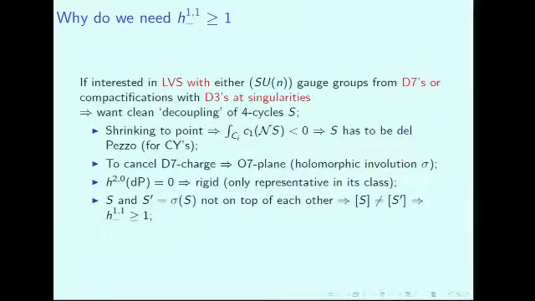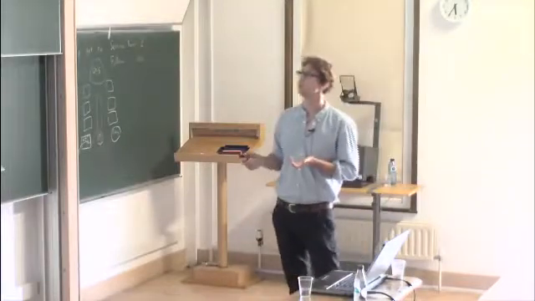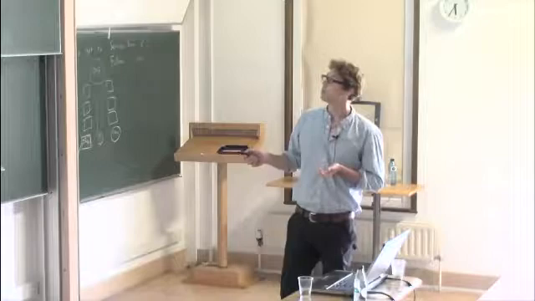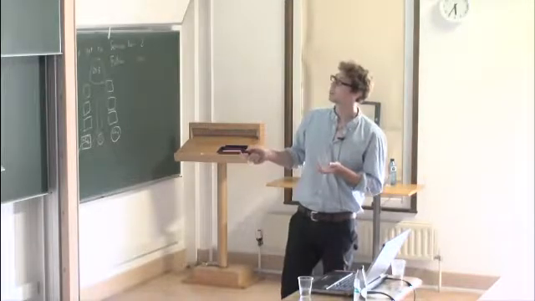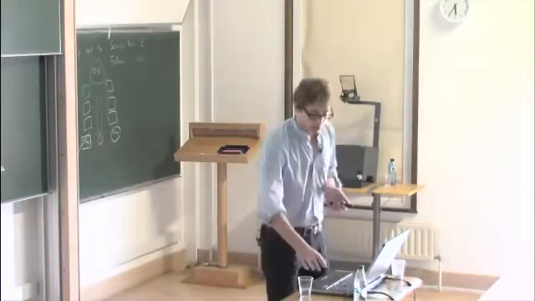And now we want the mapping that maps S to S prime, but S prime shouldn't be in the class of S, because these are the only representatives in their class, so they would lie on top of each other. And this is exactly the situation we are not interested in. So, since this mapping maps S from the class in which it is to another class, h1,1 minus has to be greater equal than 1.